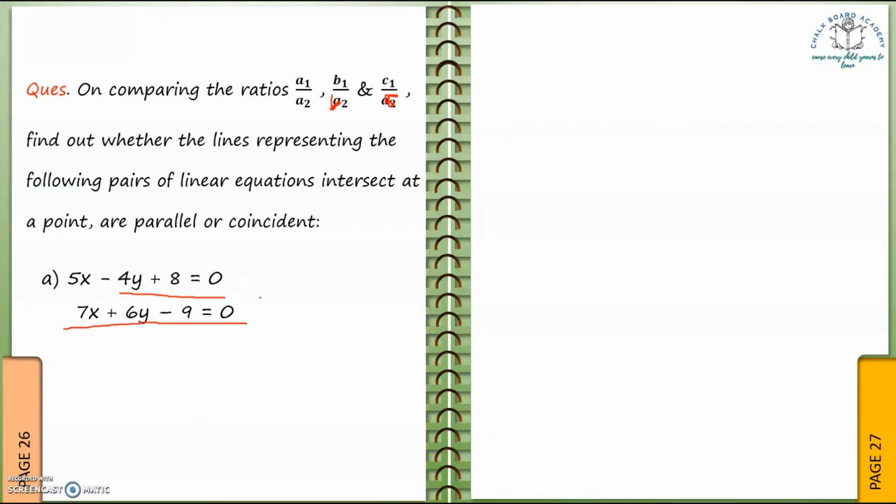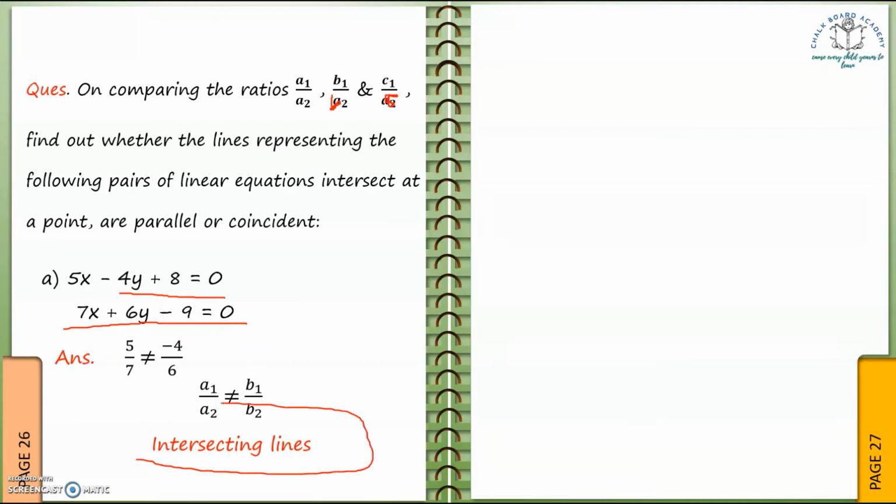For that, we are going to form the ratios. 5 by 7 is not equal to minus 4 by 6. So at the first step they are not equal. We don't need to move to the third part, where we get the ratio c1 by c2, because a1 by a2 is not equal to b1 by b2. Then we can say that they are intersecting lines. That means they have a unique solution.